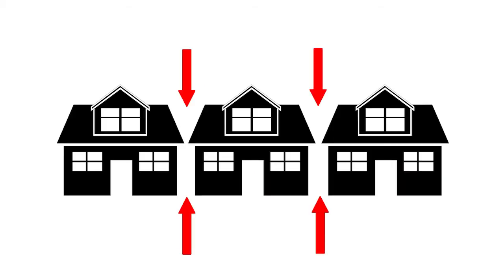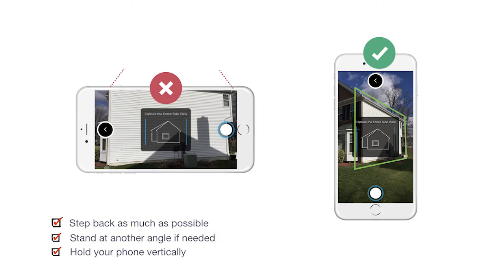Tight lot lines are the result of two or more houses being built closely to one another. What I'm about to show you are a few techniques that you can use when there's not enough space to back up in order to get the full structure in frame.